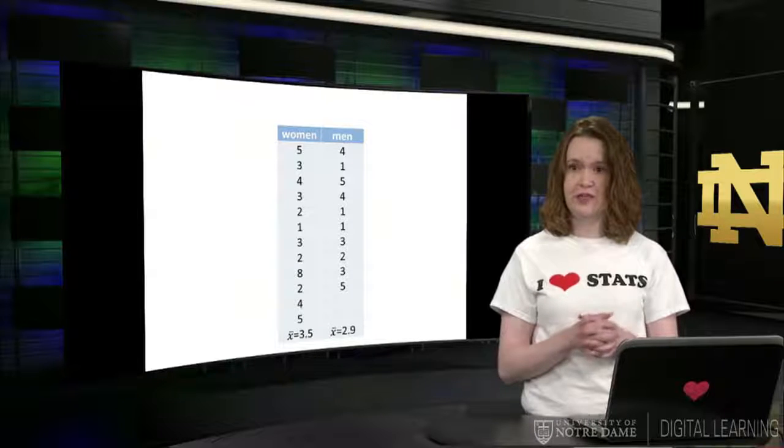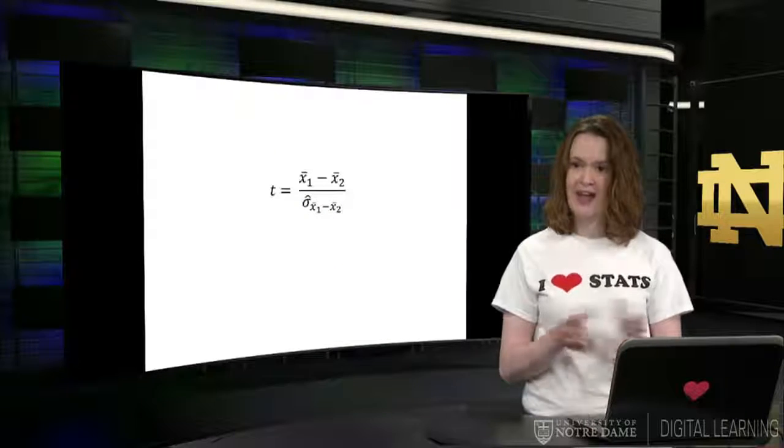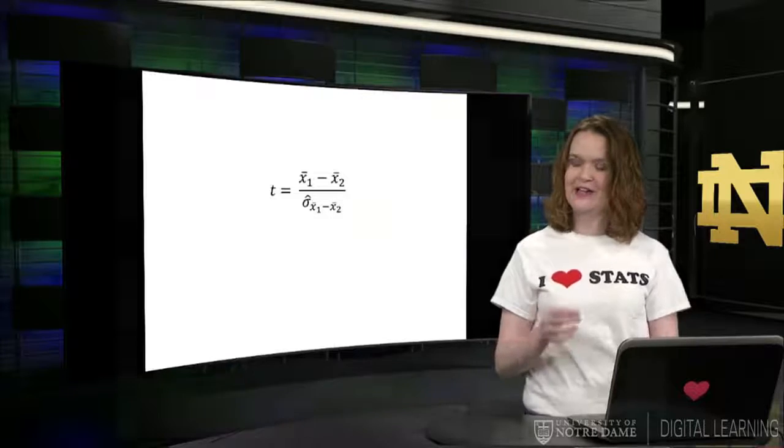Okay, so let's look at the formula to see what we're getting ourselves into. Hey, that doesn't look so bad, right? It's just the difference between means. We already have the means. We're just going to pop those in, divided by this sigma. Okay, what's the sigma? Let's just see what that is.